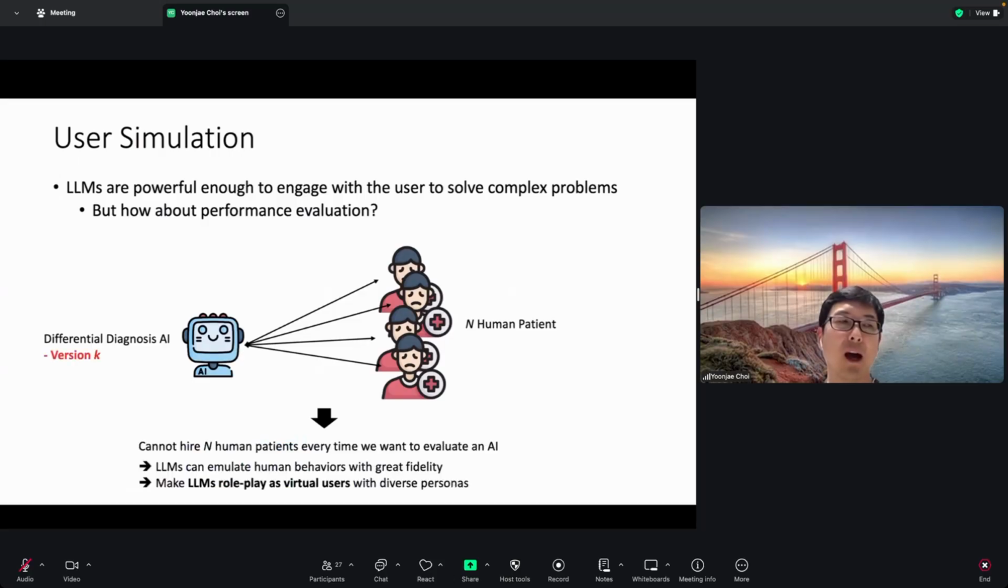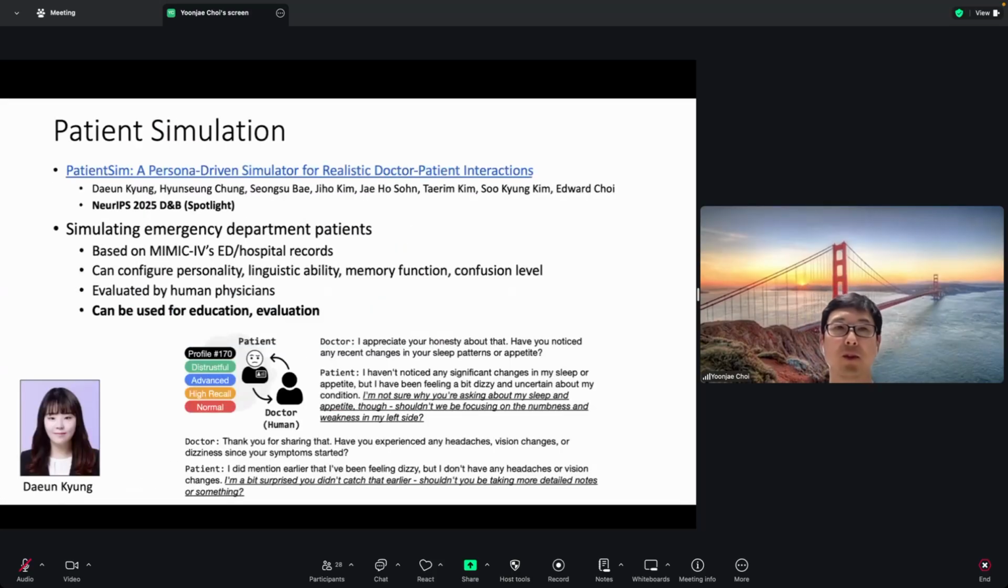So my hypothesis is that if you can replace these people with LLMs, so if LLMs can role play as virtual patients, then these development cycles can be done purely with LLMs. So the development cycle can be way faster than actually inviting or hiring people. So this can be an LLM, the doctor. The patient can also be an LLM. So that was the thought behind the next project, which is the patient simulator. This will also be presented at NeurIPS this year.